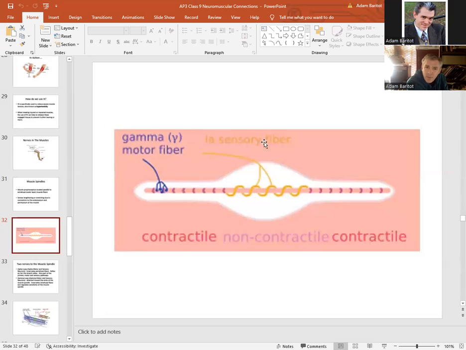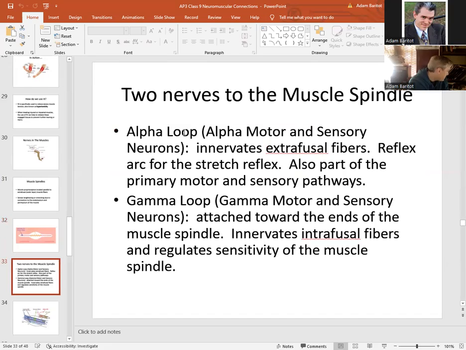The difference between alpha and gamma nerve are going to produce two different things. The alpha loop is going to innervate extrafusal fibers, the outside. Reflexes are going to be for the stretch reflex of the alpha. We also use this as the primary motor and sensory pathway. So when your muscle feels things or when you're telling your muscle to do things, it's the alpha nerve or the alpha loop that's doing it.